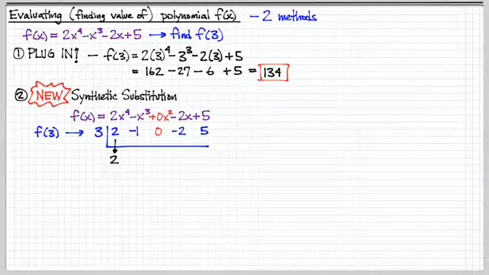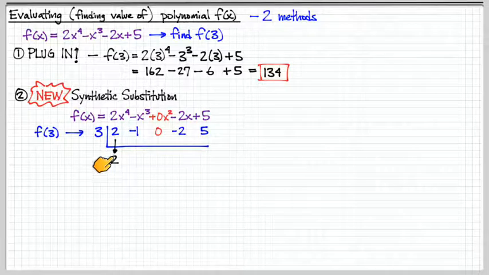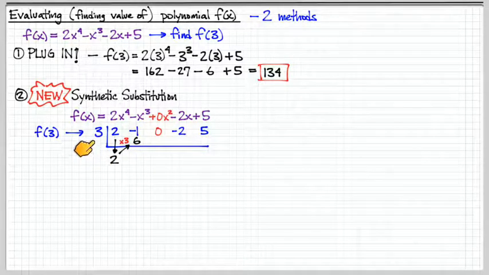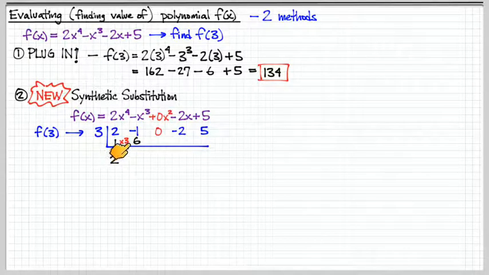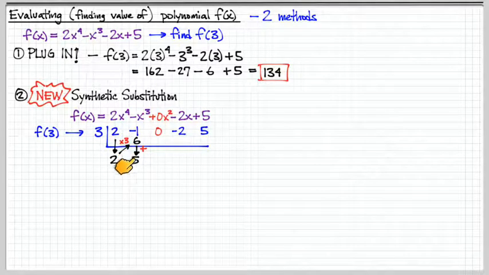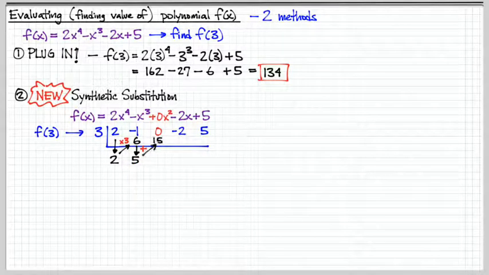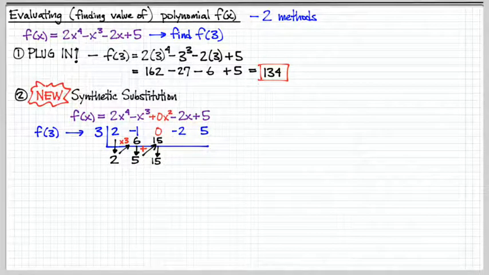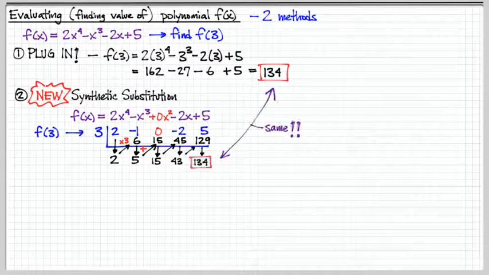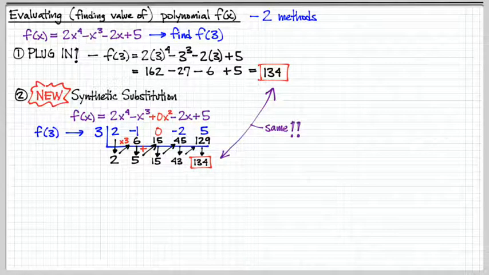First step, just copy down the 2 all the way down here. Next step, we multiply 3 times 2 and write the number 6 up here. Then we add down, -1 plus 6 is 5. And then we repeat this pattern. We multiply times 3, we add down. We multiply times 3, we add down. We multiply times 3, we add down. And lo and behold, we get the same exact value.